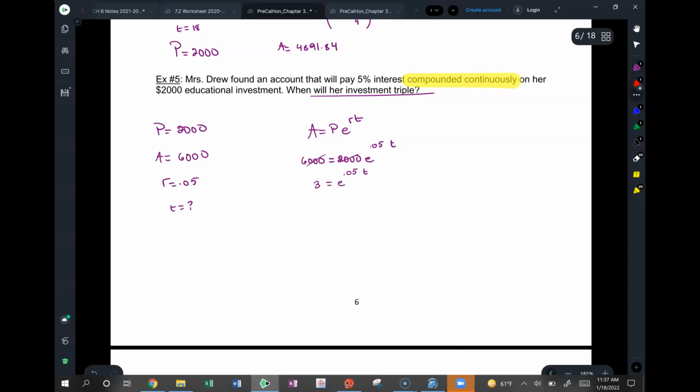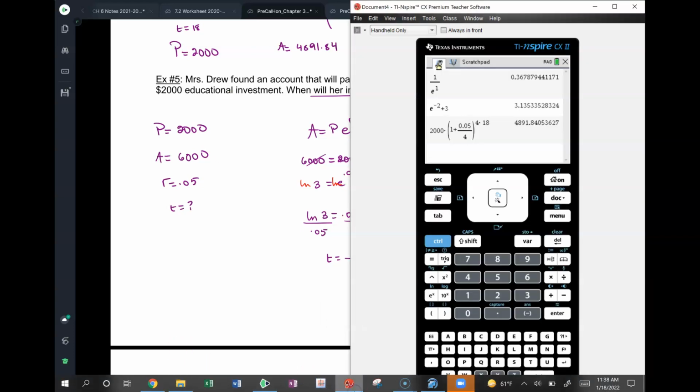Do you remember how back in the day, in like last year, when you had this, you took the ln of both sides? Do you remember? So ln of 3 is 0.05 T. Divide by 0.05. T is ln of 3 over 0.05. ln and e cancel each other out.